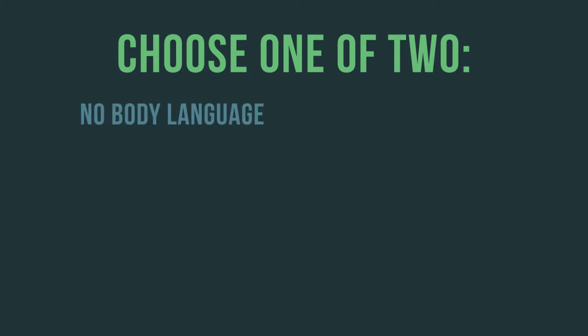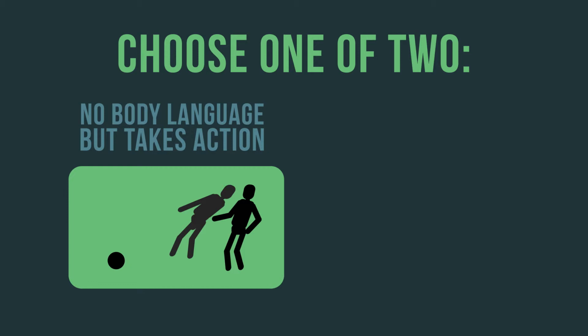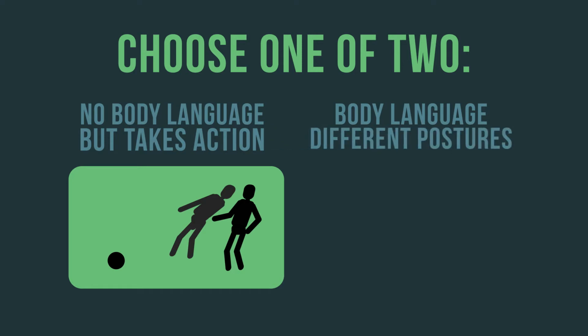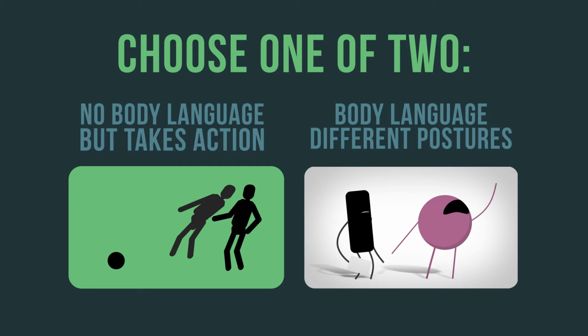Not a very expressive body language, but an active character who does something to get what he wants, like the black circle who doesn't like to be called a dot. Or a character with awesome body language who expresses feelings with different postures, like in the animation of Who is Better. If you go for the first option, then duh, you don't need this lesson.